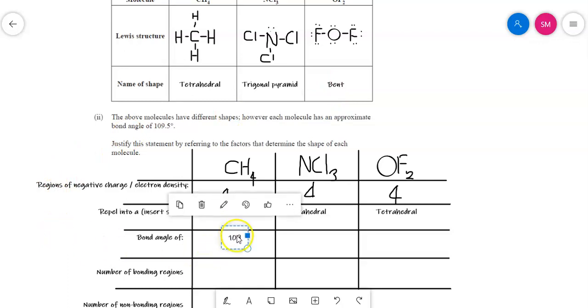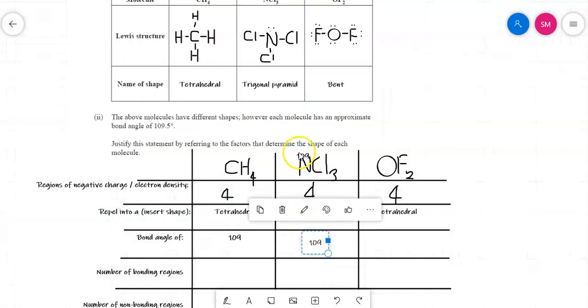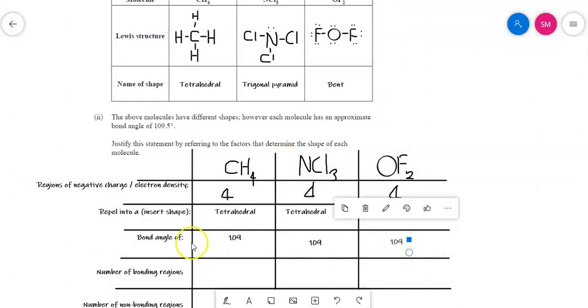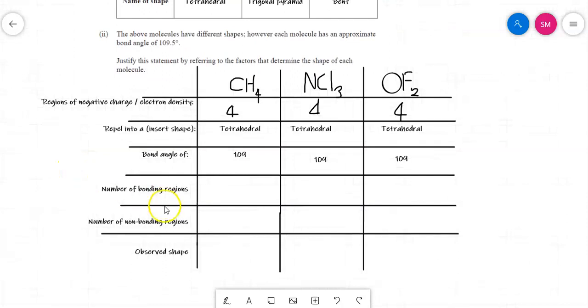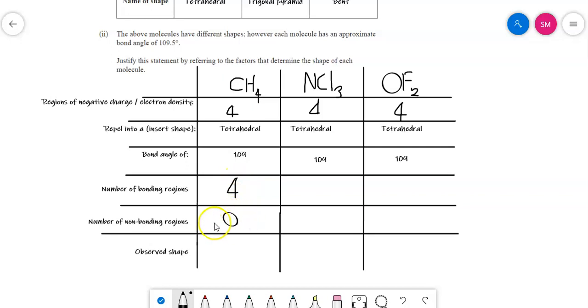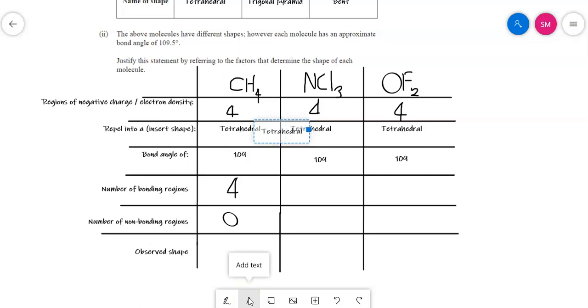So I'll just quickly put this here. The number of bonding regions for the CH4, all 4 of those regions are bonding. So we've got 4 regions here, 4 of them are bonding regions. There's no non-bonding region. A non-bonding region is just a lone pair of electrons. So the observed shape for this is a tetrahedral shape.